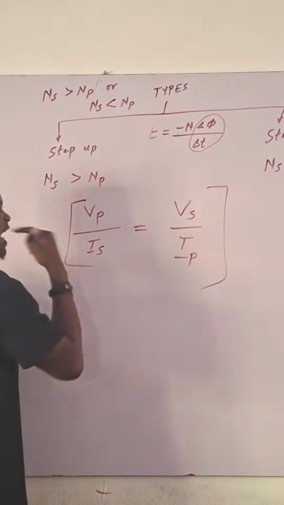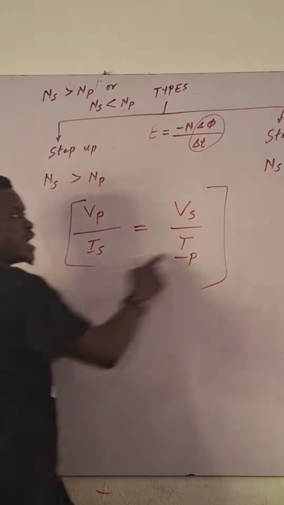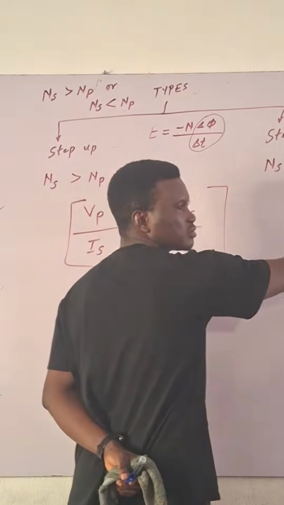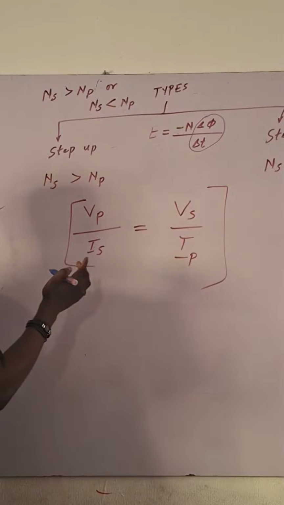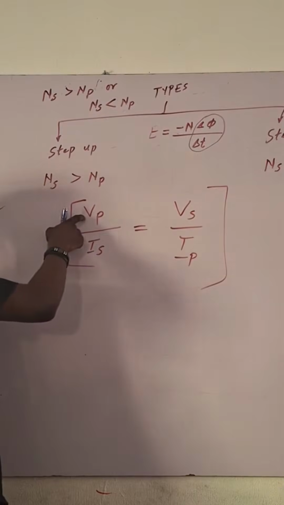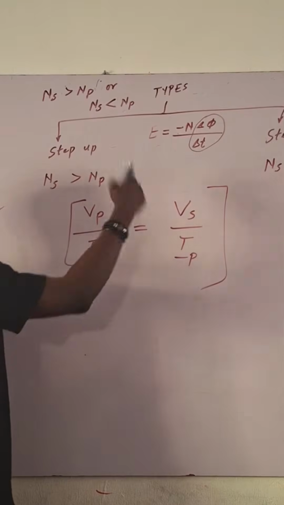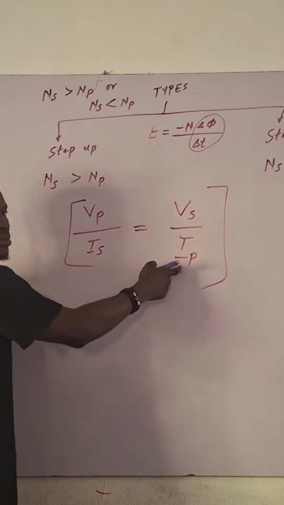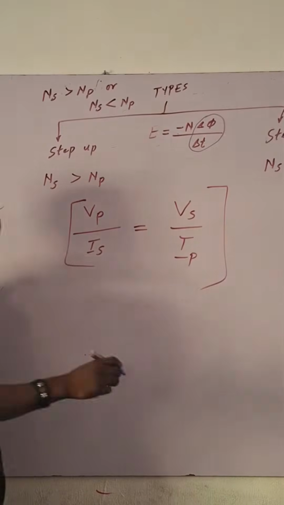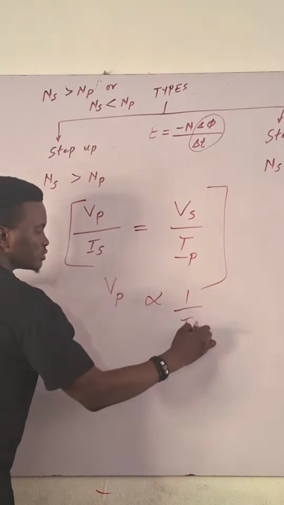You can see that what I have here is VP over IS. So it's never VP over IP, but here it was VP over IP. Do you get that? So don't make that mistake, please. So what does VP represent? The voltage of primary, and VS represents voltage of secondary. IS is current in secondary, IP is current in primary. Now, if you notice something here, VP is inversely related to IP.